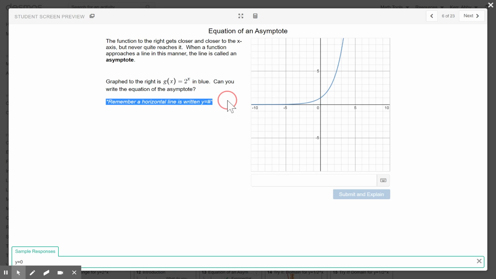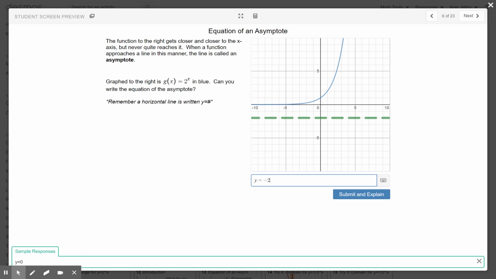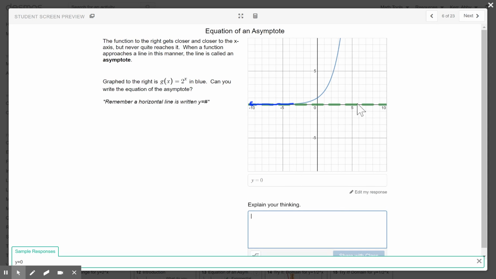So it says, remember a horizontal line is y equals. So if I put y equals, let's say -2, this would not be the asymptote because we're trying to figure out where this line sits, or tries to sit, because it's never technically going to reach it. It's approaching it. Let's try -1. Nope, not quite. Let's keep going up. Now, if you notice, the graph is trying to sit on this asymptote. So y equals 0 is the asymptote of y equals 2 raised to the x power, because that is the line that the graph is trying to sit on.